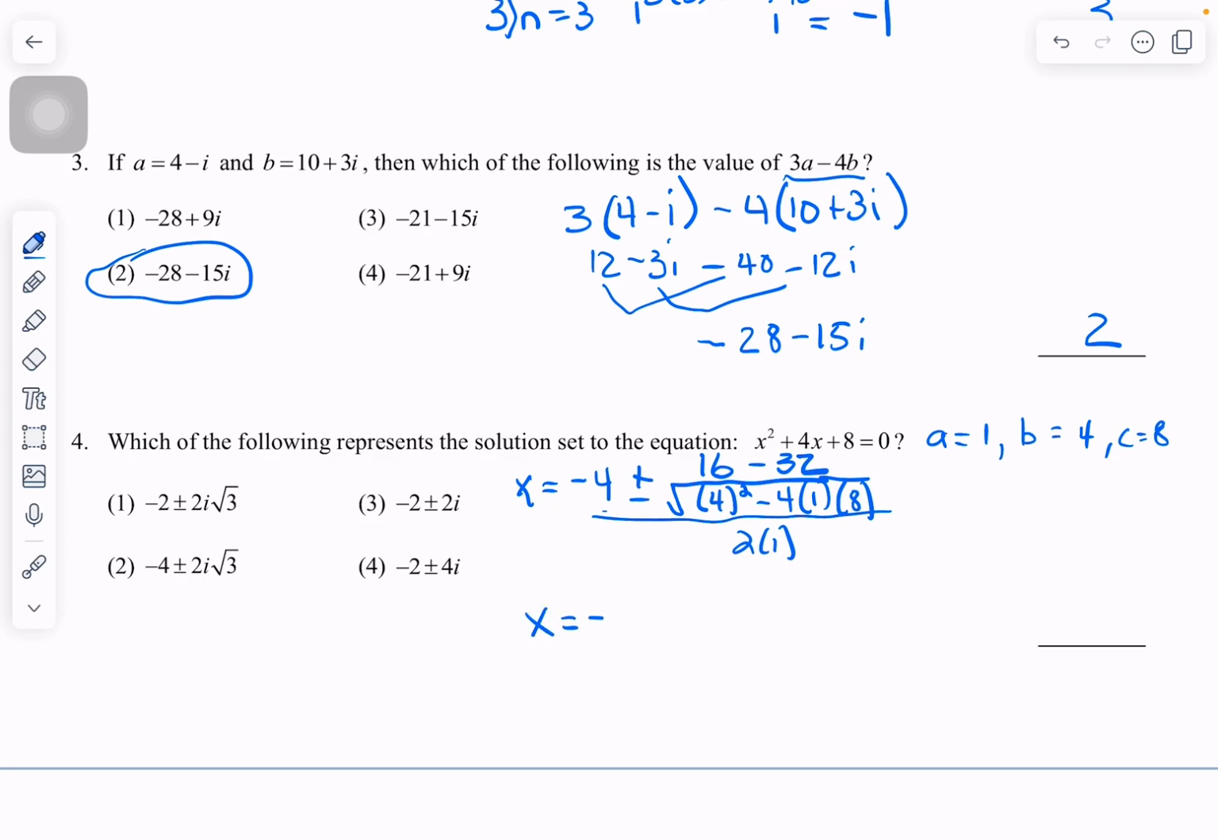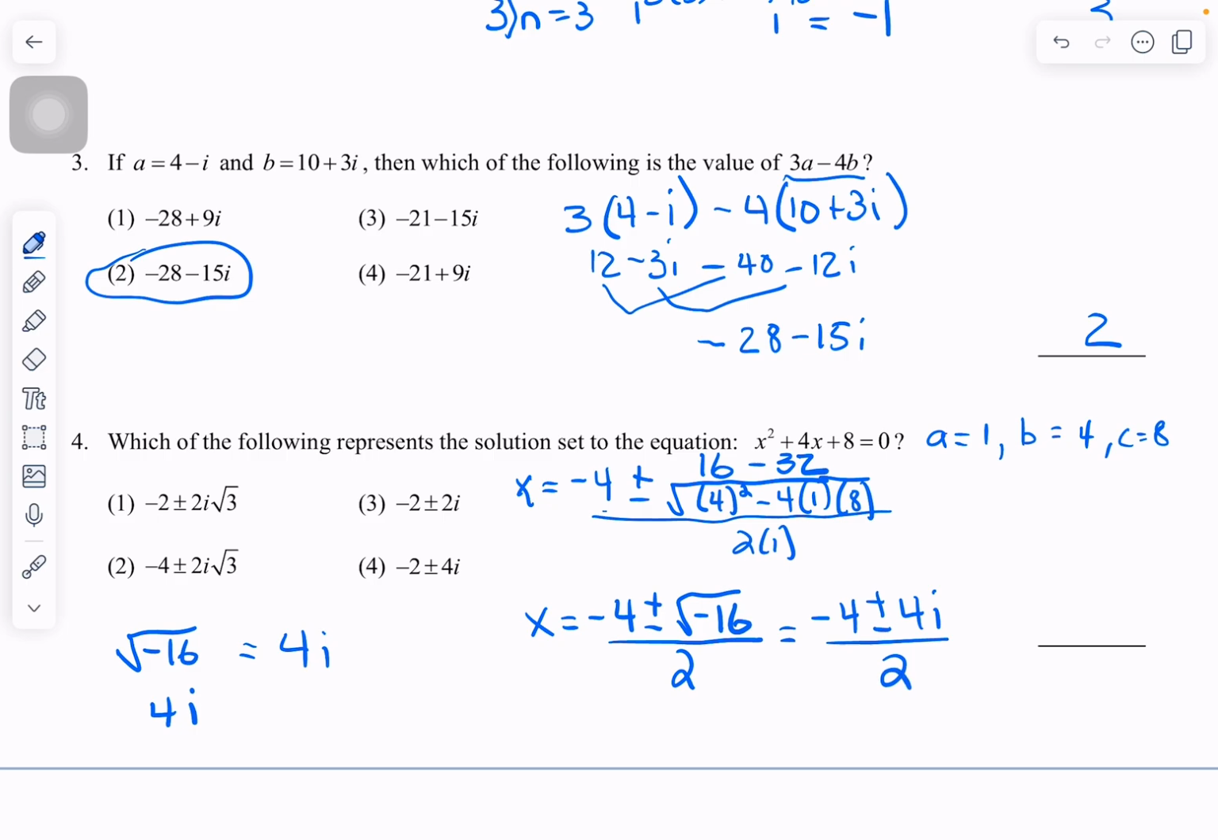All right, so x is equal to negative 4 plus or minus the square root of negative 16, all over 2. Now, the square root of negative 16 is, the square root of 16 is 4, and the square root of negative 1 is i. So we can replace the square root of negative 16 with 4i. So we end up with negative 4 plus or minus 4i over 2.